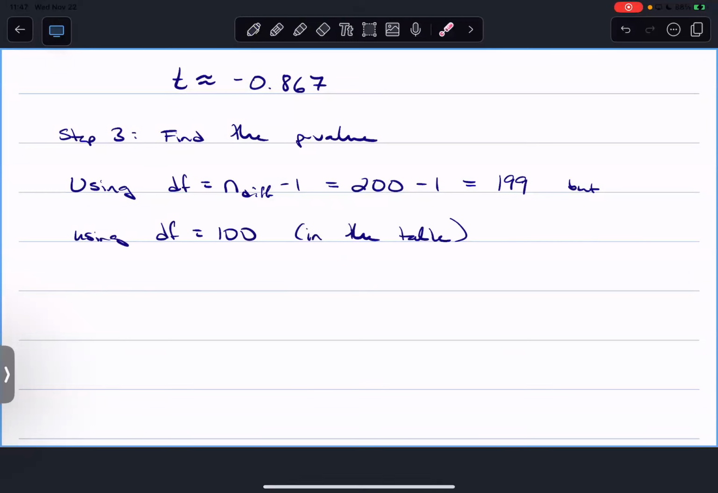Now, if you're using Excel or any sort of software, you would use 199. That's great, unless you want your value to match the table, then you should use 100, because that's what you're using in the table.